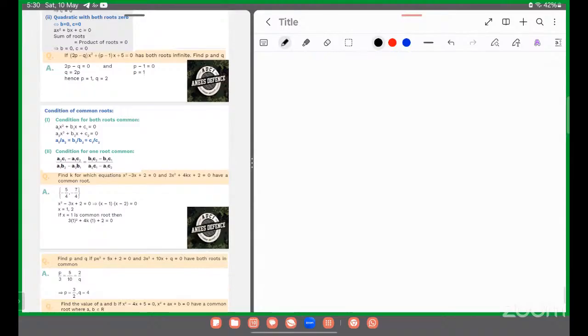For example, you can see one quadratic equation. We will solve with the method of splitting the middle term. x square plus 3x plus 2. Here, what is the value of A? What is the value of B? What is the value of C? What are the odd coefficients?